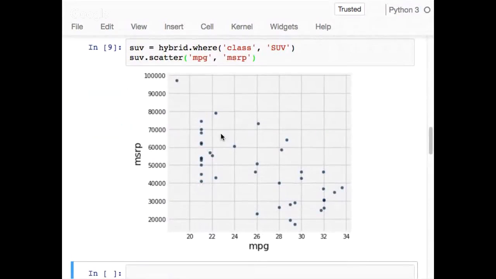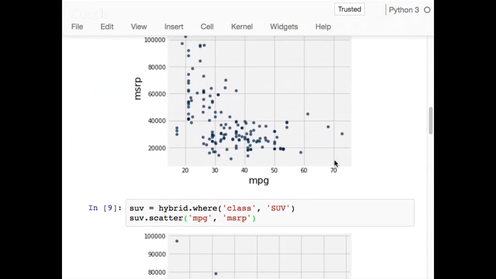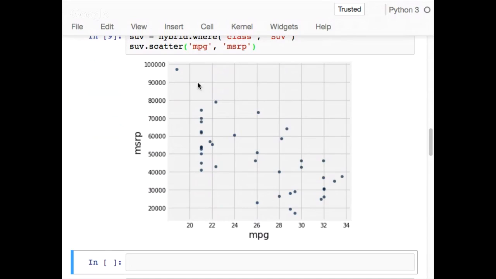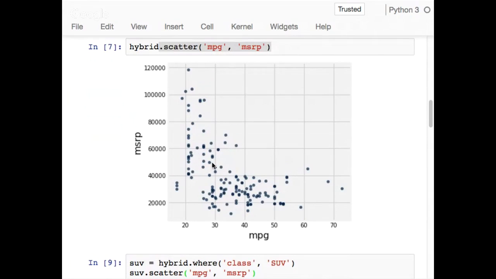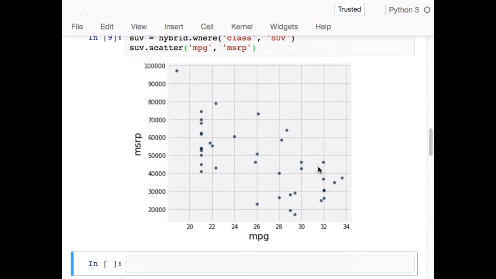So what do we see here? We see that all the SUVs fall into like the 20 to 30 range, whereas before they went from like 20 to 70. So all the SUVs are not super fuel efficient, and the prices of the SUVs are pretty high. Here we have 100,000, here's like 60,000, here's like 40,000, which corresponds to like 60,000 here, 40,000 here. So SUVs are not super fuel efficient and also cost more because they're bigger.